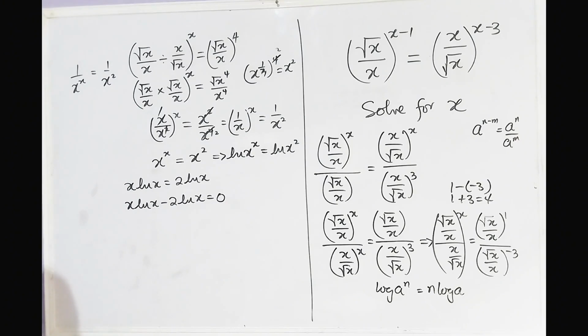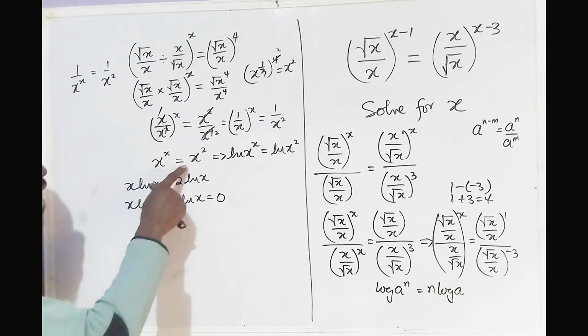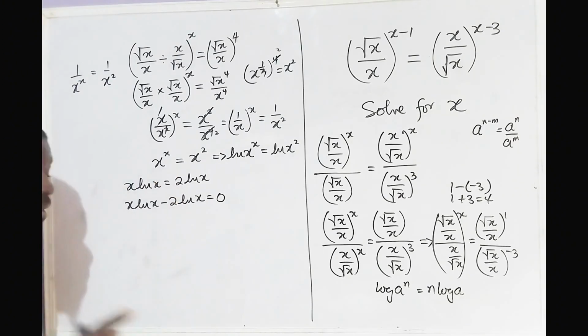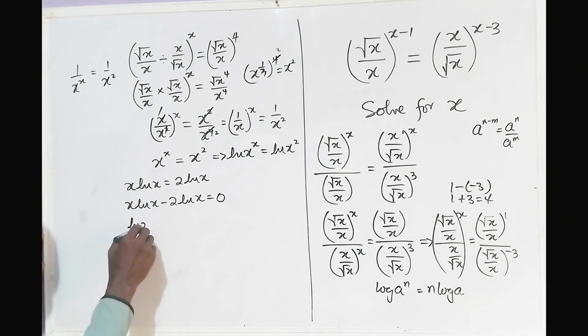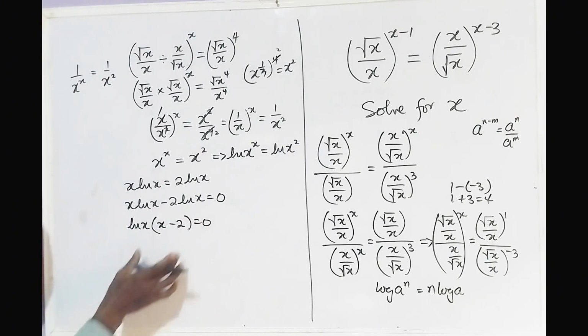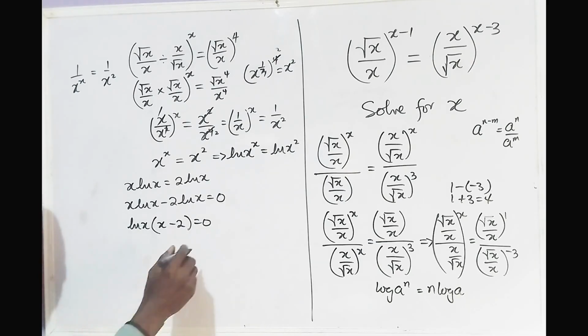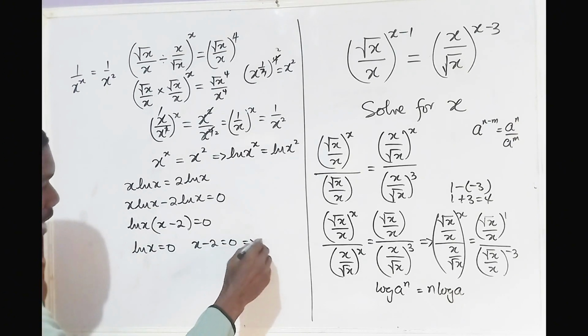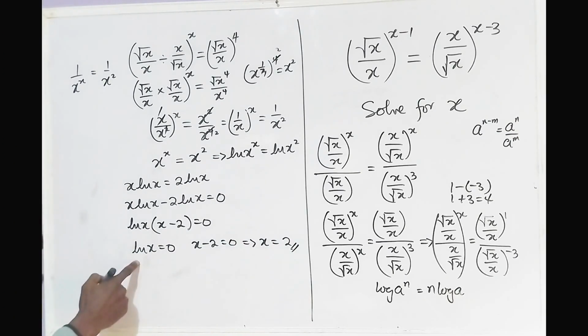Okay, now don't make the mistake of saying x and x have the same base, so x equals 2. No, when you do that, you might unknowingly cancel out one of the solutions. So by doing this, you can see we have a common term, which is what? ln x. So we can factor that out: ln x times (x minus 2) equals 0. Since the product of two terms equals 0, it implies that ln x equals 0 and x minus 2 equals 0. Now for this, x will be equal to what? 2, right?